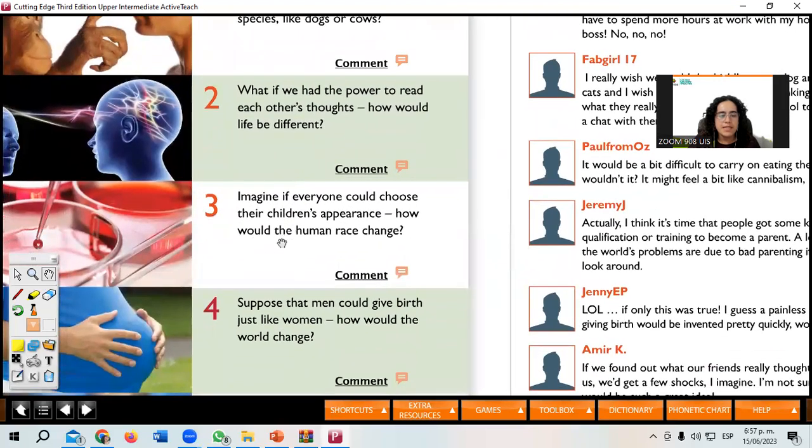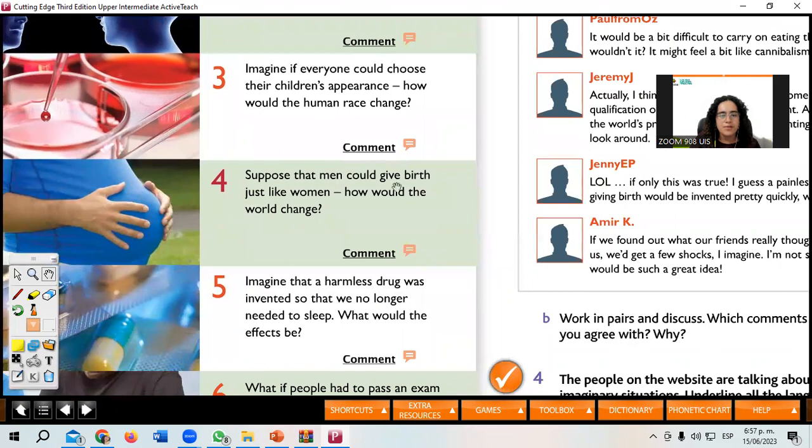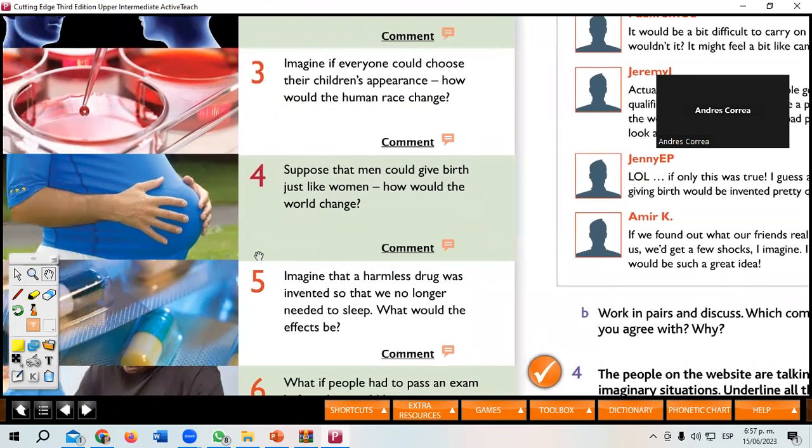Elkin, read number three, please. Imagine if everyone could choose their children's appearance. How would the human race change? If you could choose your children's appearance, how would the human race change? ¿Cómo cambiaría la raza humana? Andrés, read number four. Okay, teacher, suppose that men could give birth just like women, how would the world change? Suppose a man could give birth. How would the world change?